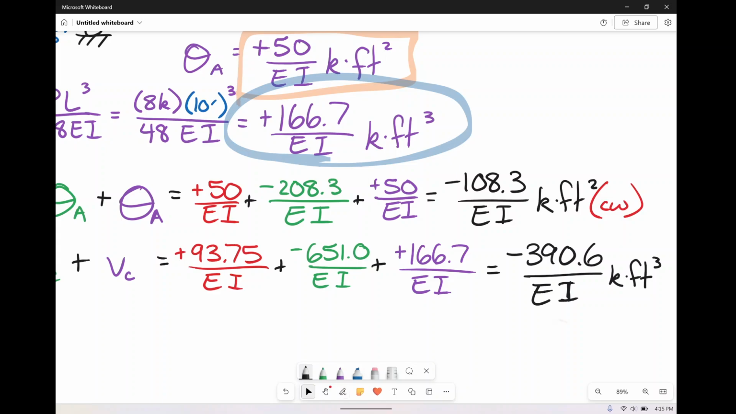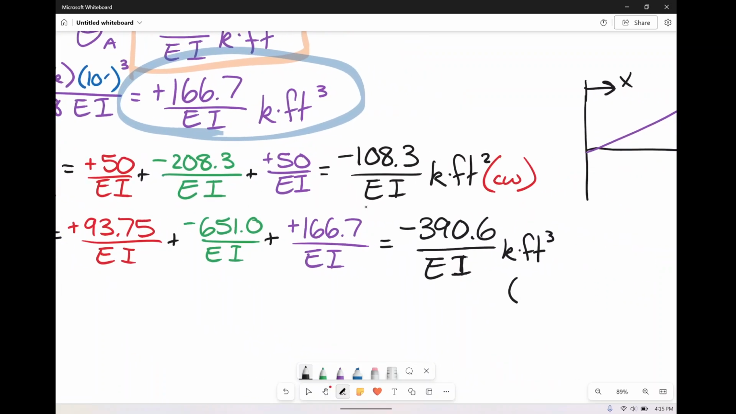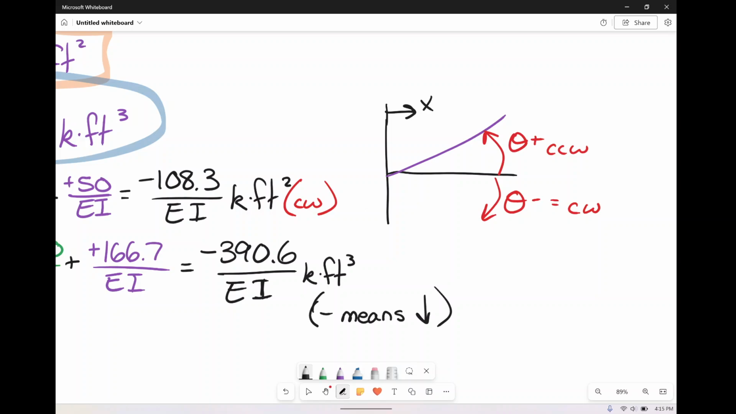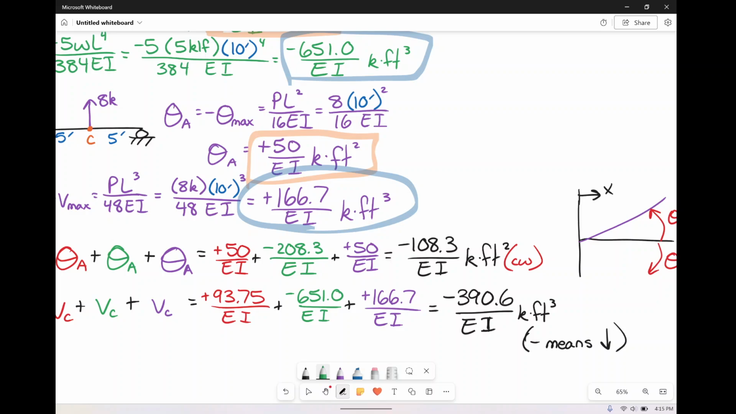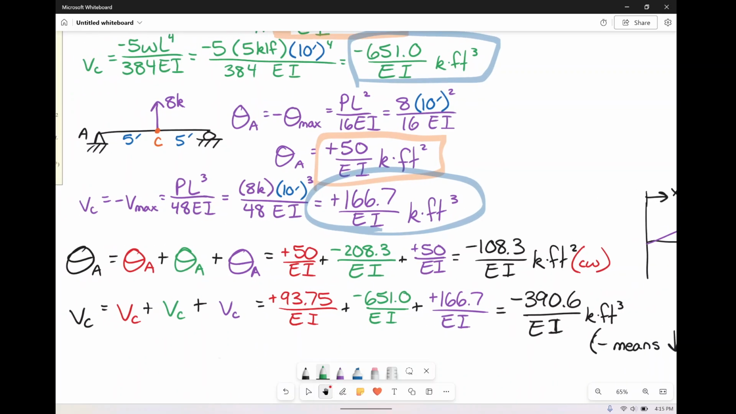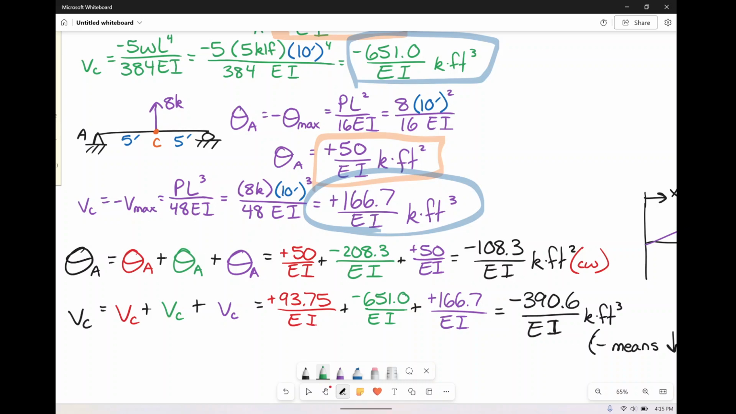What does this mean? The negative does mean that it is going down. Negative still means downward, because it didn't matter from which direction we took x. We always said that positive is going up and negative is going down. So in case somebody asks, those are our official answers, in terms of kip feet squared and kip feet cubed, divided by EI. If you actually had values of EI, you could plug those in.